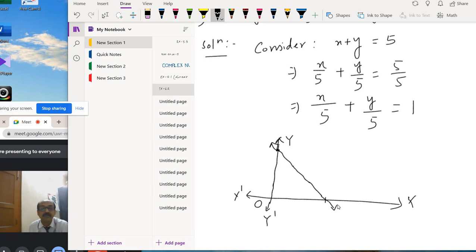Sir, in this graph, do we have to write the steps? No need. Like this only. See. So this is the required line, x plus y equal to 5.